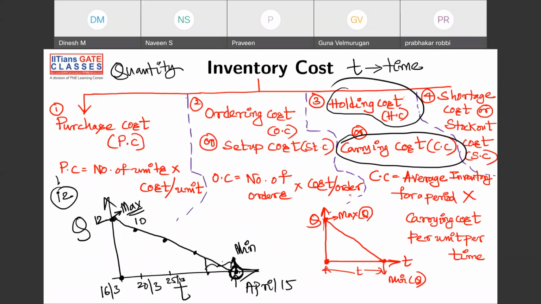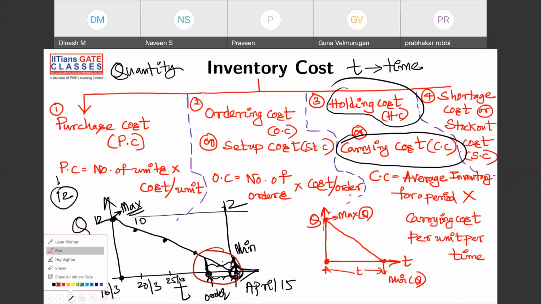If you order here, then by the time you're reaching April 15th, your full order will be received and refilled at this point. Again 12 soaps. Are you getting my point? This point you're understanding, what I've made here. This point, yes, very important. You are going to order a little before so that the delivery time is covered. Okay, fine.